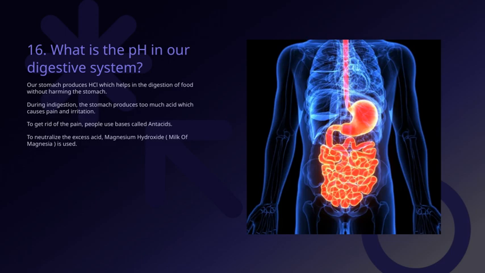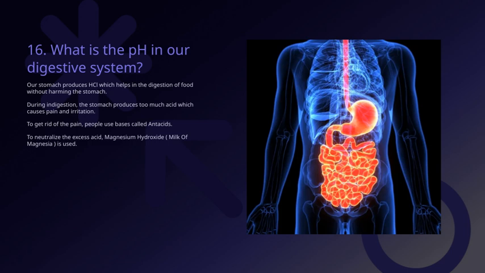Now, during indigestion, the stomach tends to produce an excess of acid, which leads to pain and irritation. That's why managing acid levels is so important for comfort and health. Interestingly, our stomach naturally produces hydrochloric acid, or HCl. This acid is essential because it helps break down food efficiently without damaging the stomach lining itself.